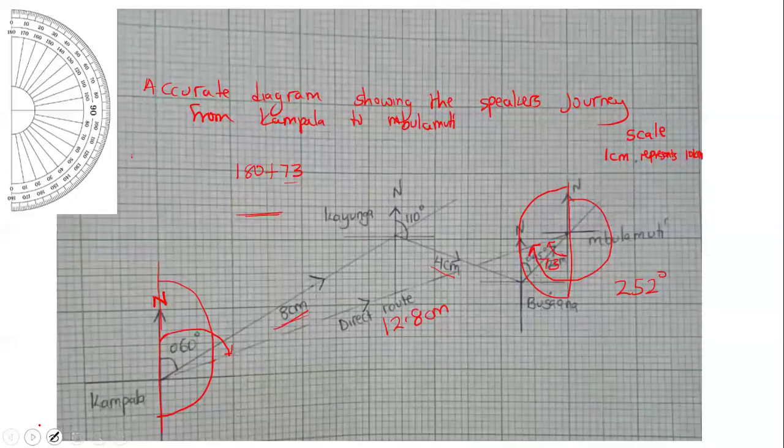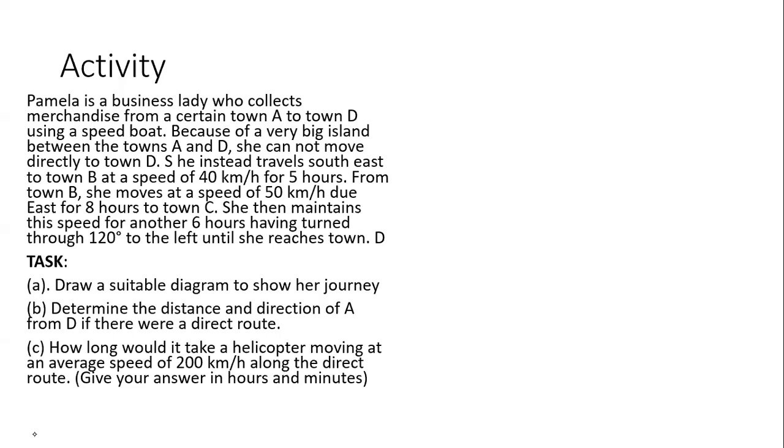Now, members, do not forget, when they ask you, what is the direct route? Then please show the arrow. Show the arrow moving from Kampala to Bulamuti for your direct route. If they had told you the speaker came back from Bulamuti to Kampala, then make sure the arrow faces where it is supposed to face. Arrows are very important with the direction. Okay, now look at that number.